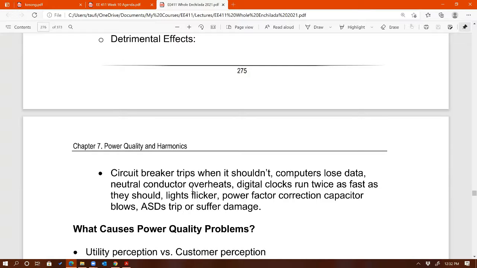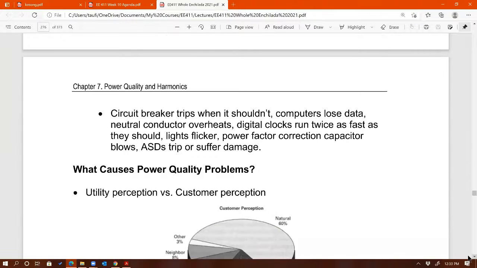Same thing with, for example, digital clocks that rely on, again, zero crossing control. Now it's seeing more than 2 zero crossings, and that would definitely mess up the controller, and now you're seeing a faster time from the digital clocks, right? Lights flicker, power factor correction capacitor blows. These are just some of the problems resulting from issues created by power electronics, right?